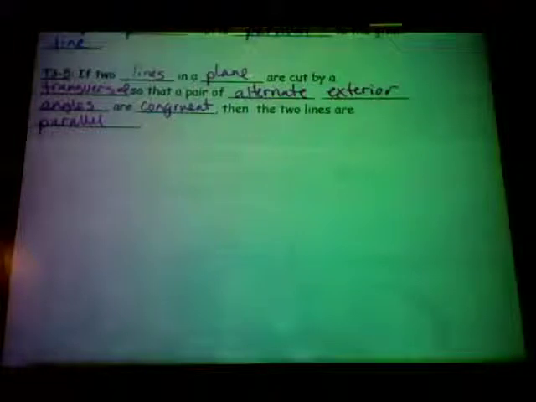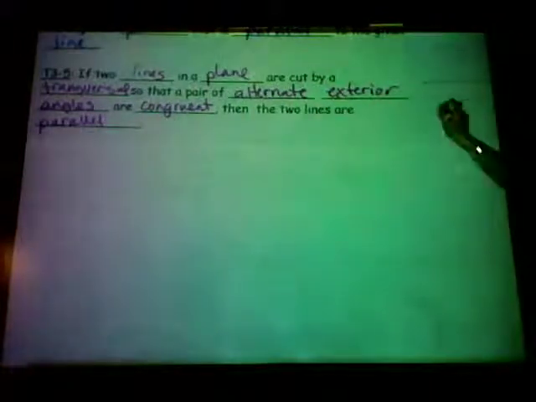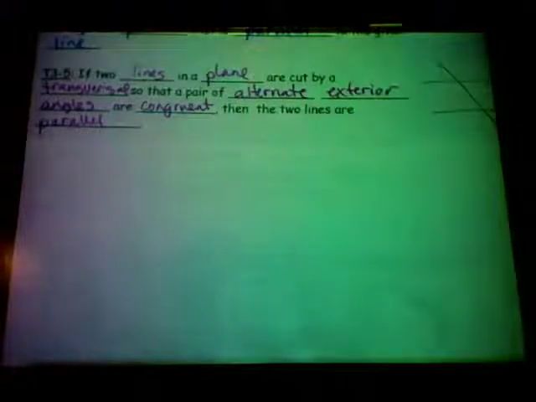Now you might want to draw a picture along with this if you are forgetting the angle relationships. There's your parallel lines cut by a transversal. Alternate exterior angles would look like 1 and 2 would be here. There's an example.